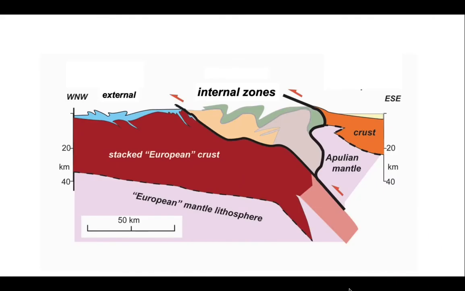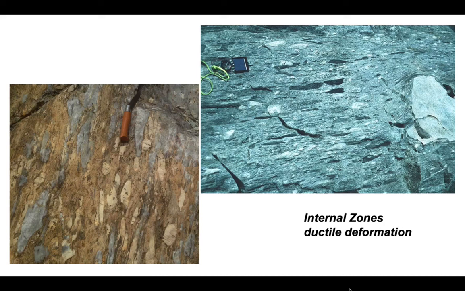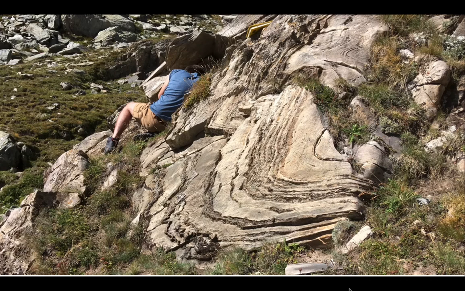So let's cross now into the internal zones, and we're going deeper into the Alps now. And now the rocks show intense ductile deformation. We've got breccias and conglomerates here that are entirely streaked out, so intense ductile deformation. The folding style also changes.